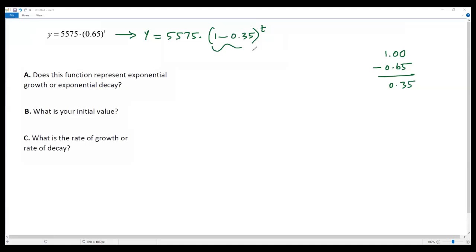Okay, even when I simplify this, 1 minus 0.35 is equal to 0.65. Now the value which is subtracted from 1 has to be considered to find the rate of decay. So here it's 0.35 subtracted from 1. To convert this to a percent, multiply by 100, then 35%. So the rate of decay is 35%.